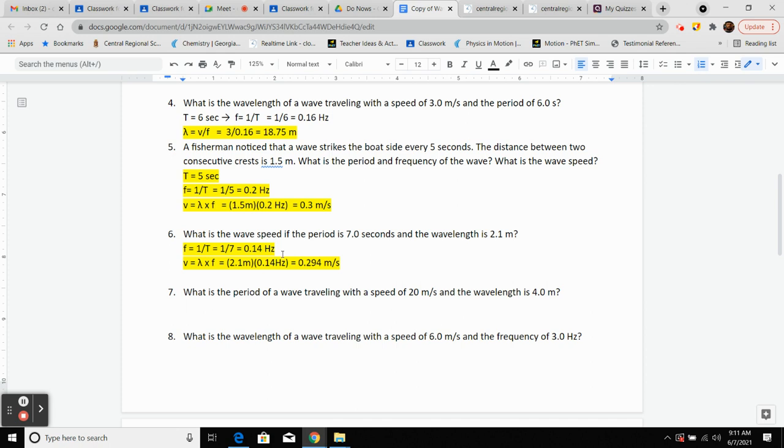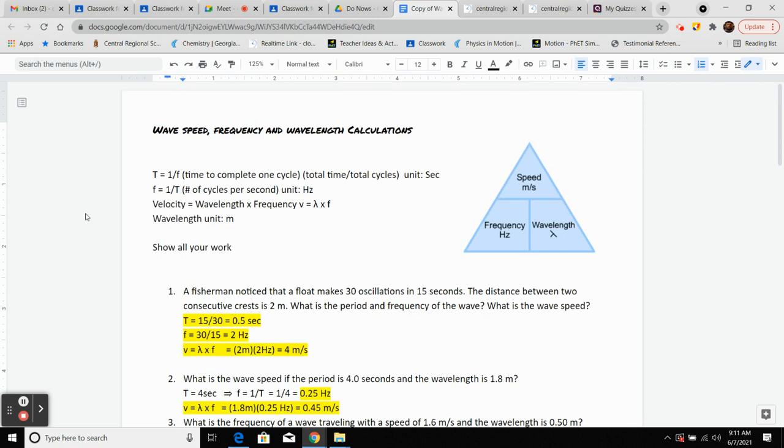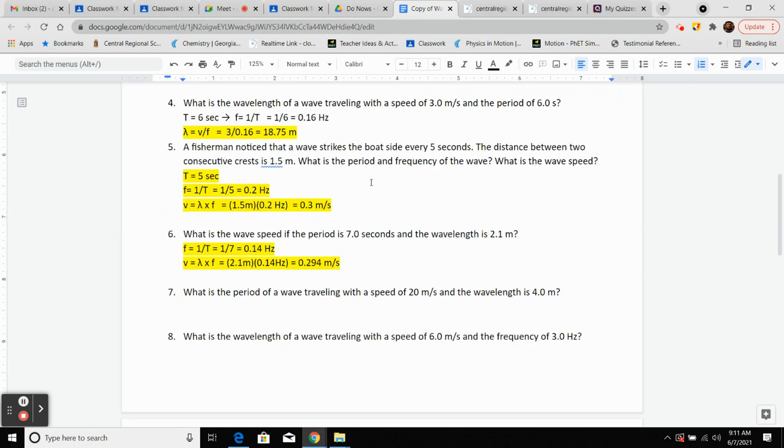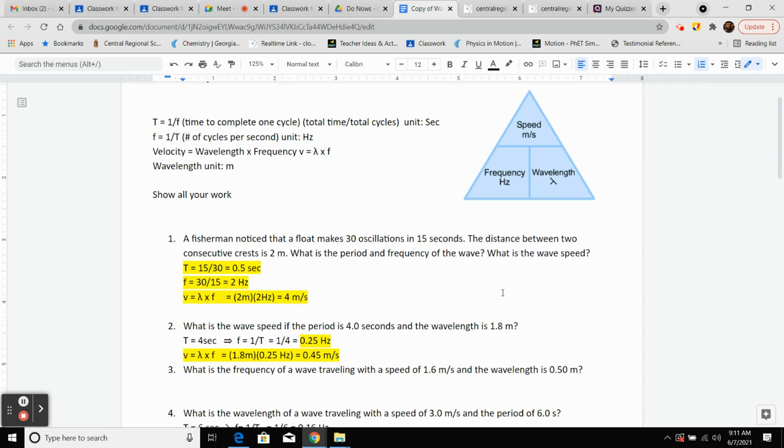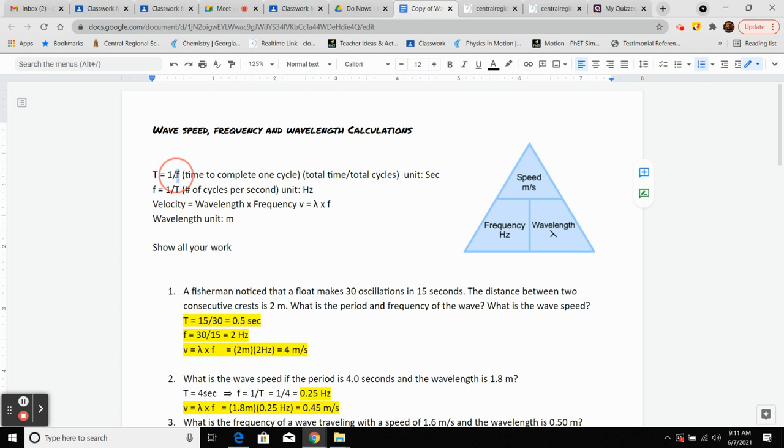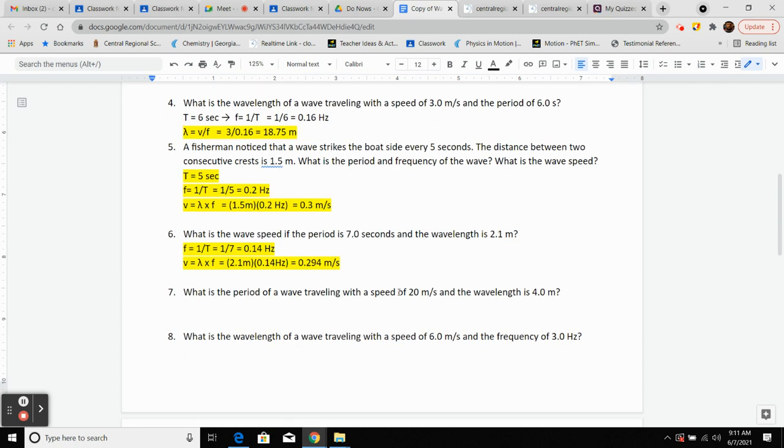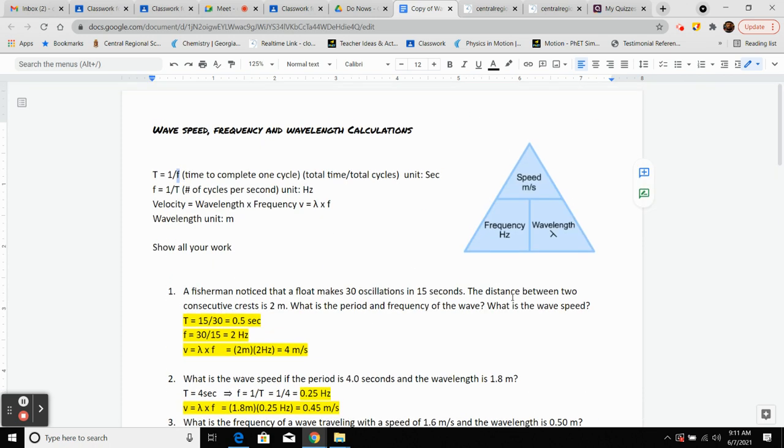This one, they want to know what the period is of this wave that has a speed of 20 meters per second and a wavelength of 4 meters. Again, period would be the time it takes to complete one cycle, or the total time over the total cycles. We don't have that kind of information here. So the only other way we can get that is if we know what the frequency is and do 1 divided by the frequency. Well, we have speed and wavelength. We don't have frequency, so dang. This is now becoming very painful.